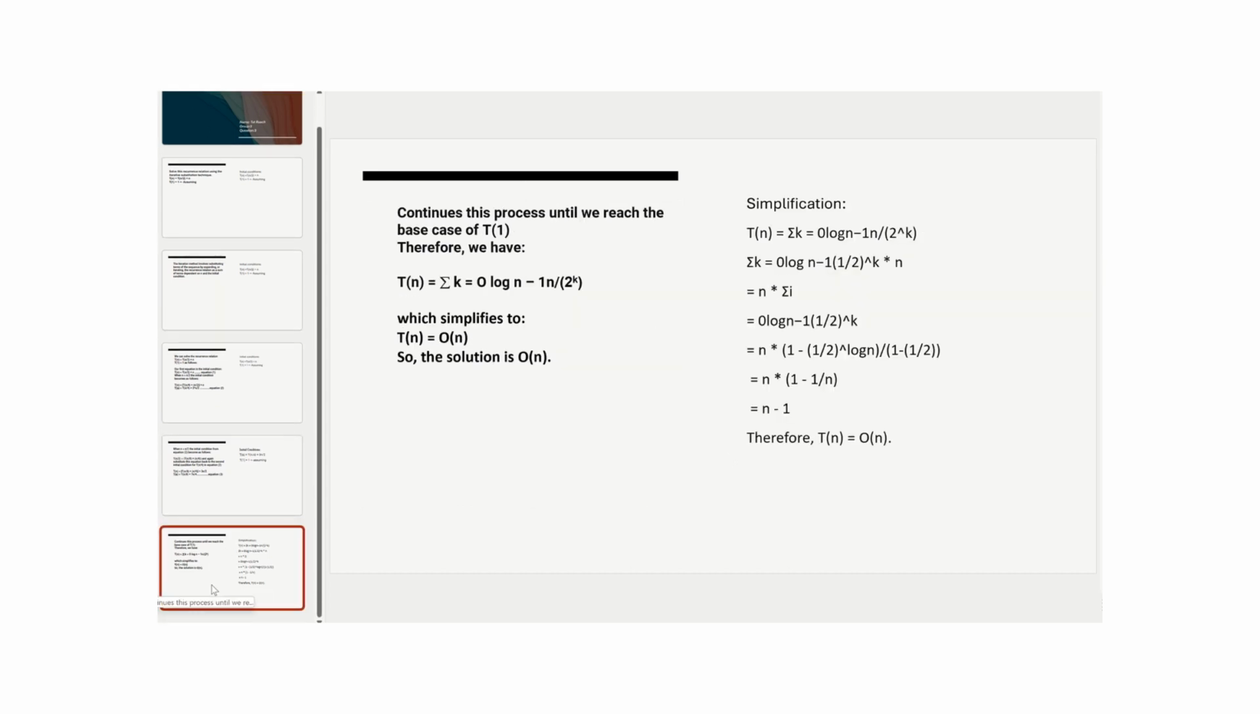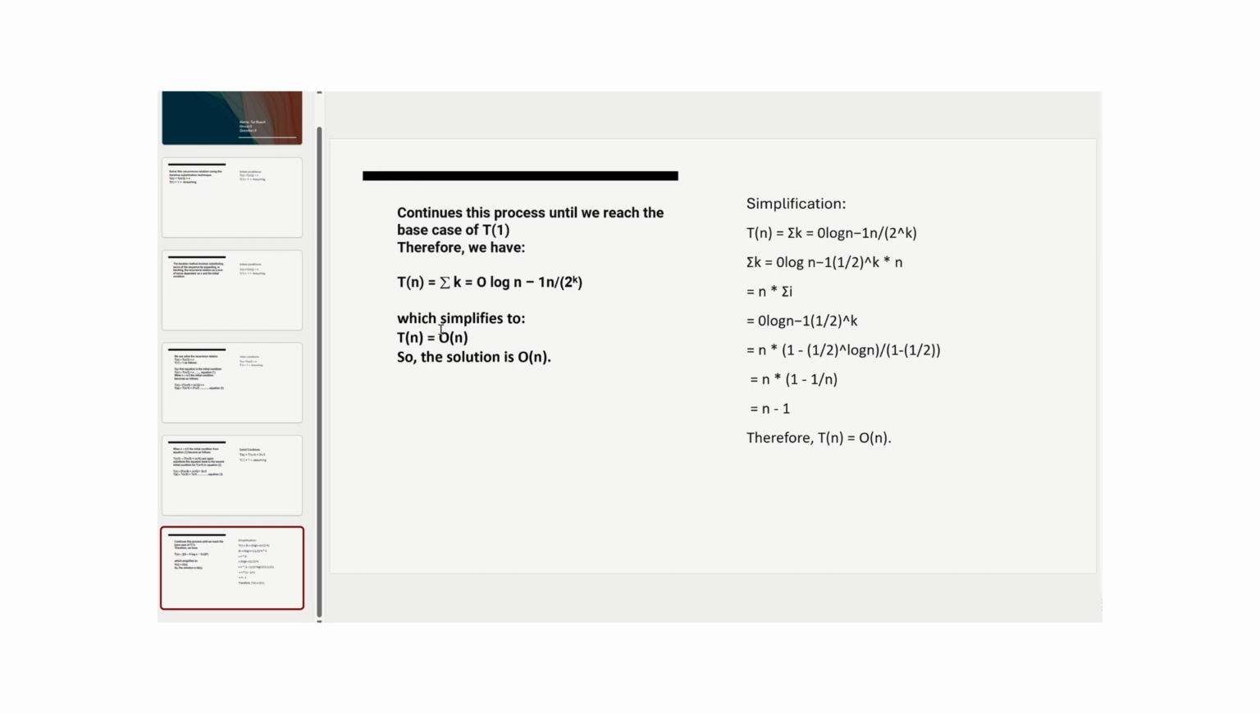So the process can continue until we reach the base case of T(n), and therefore we have T(n) equal to the summation over k, the number of times we have to go, which is equal to big O(log n) of n/2^k over 2 to the power of k. If we simplify this equation, we can come to the conclusion that the recurrence relation is actually big O(n). So the solution is big O(n), and that's what the question is asking about.